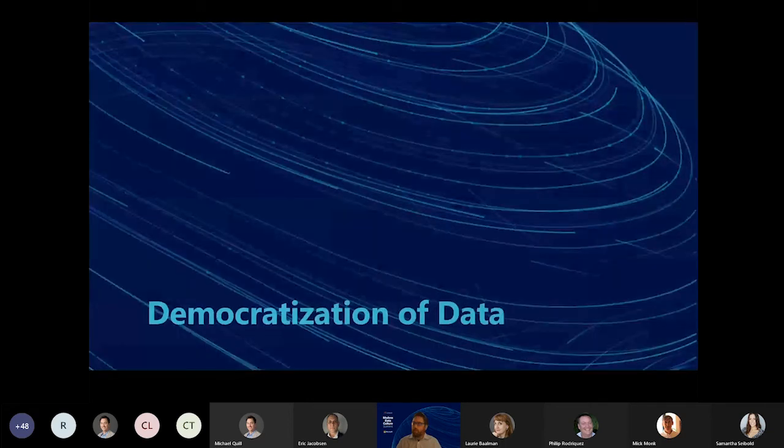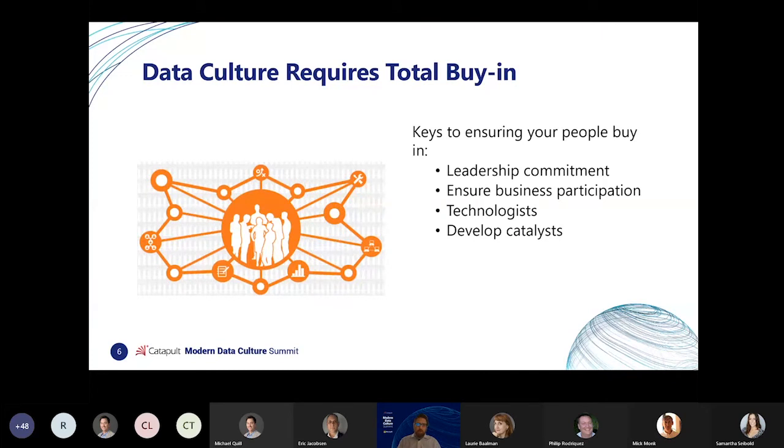So with that said, democratization of data, a term you heard Erwin bring up in the initial session. It's a popular term, but what does democratization of data mean? I mean, the key there is that we're talking about the entire organization. You need complete buy-in from top to bottom. What does that complete buy-in look like? I'm really talking about everyone.